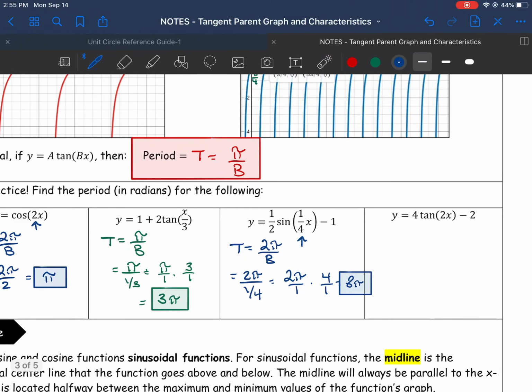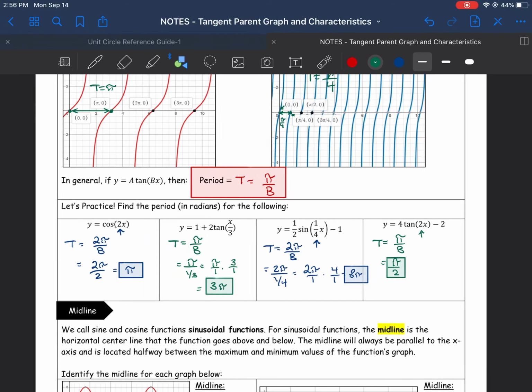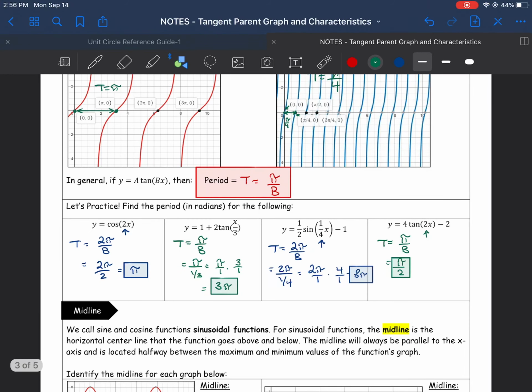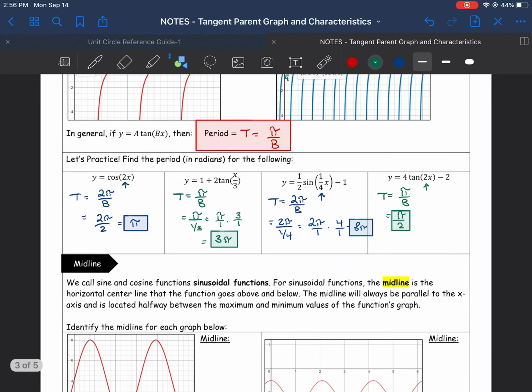And then lastly, let's take a look at y equals 4 tangent of 2x minus 2. This is a tangent function, so we know the period is going to be pi over b. b is 2 here, so this is going to be pi over 2. Okay, so pretty easy. When given an equation for a trig function, either sine, cosine, or tangent, it is pretty easy to find the period.